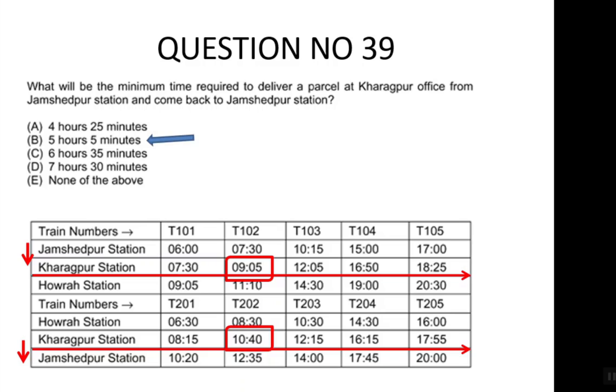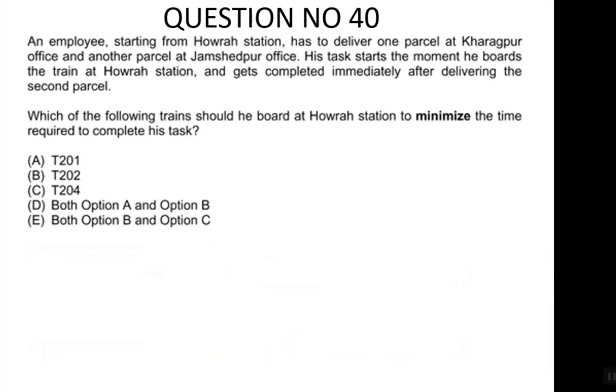Now let's have a look at another question. In question number 40, they are asking, an employee starting from Howrah station has to deliver one parcel at Kharagpur office and another parcel at Jamshedpur office. His task starts the moment he boards the train at Howrah station and gets completed immediately after delivering the second parcel. That means the moment he has delivered the second parcel, we have to stop at that time. We do not have to consider whether he comes back to the station or not.